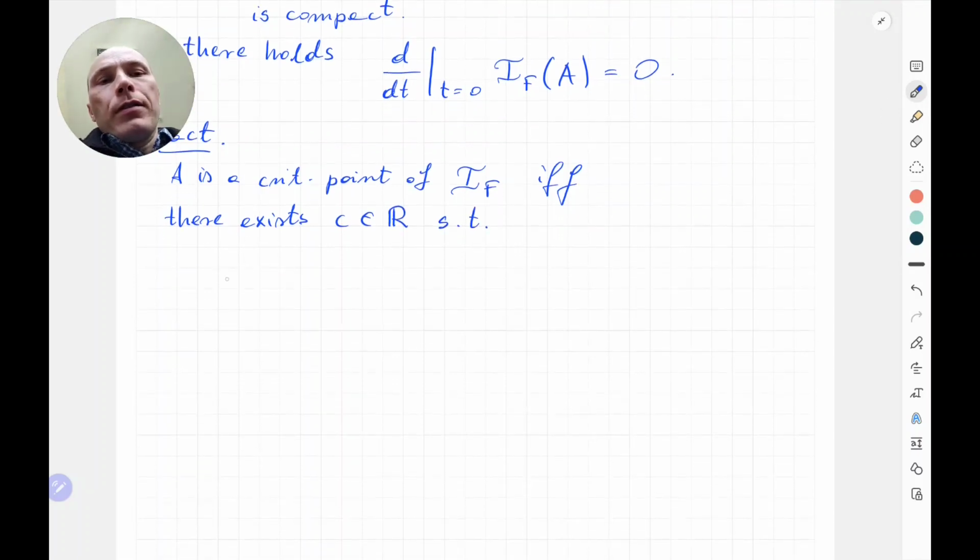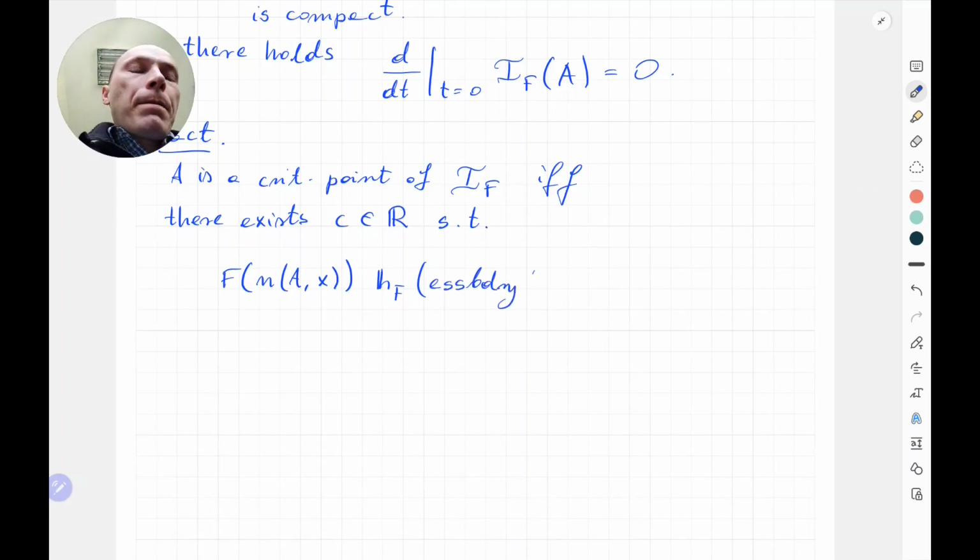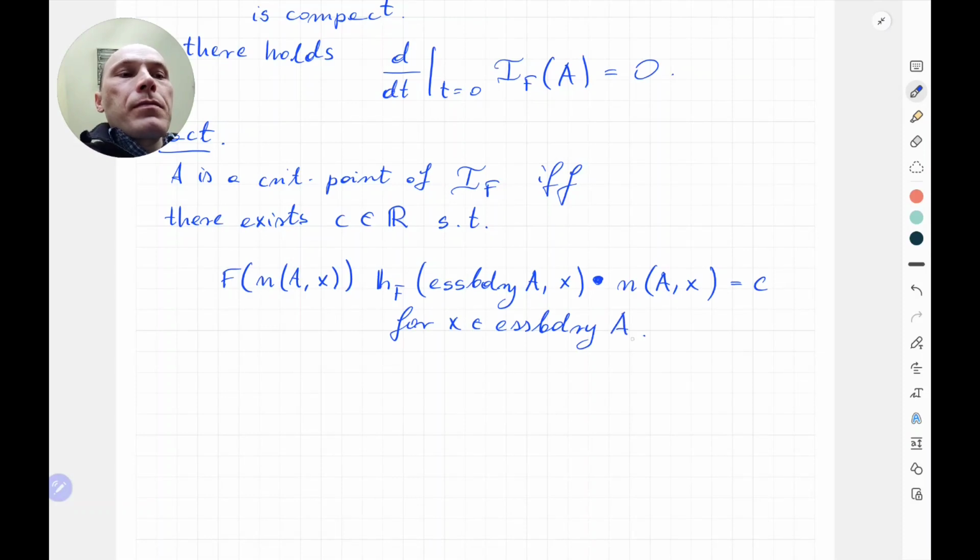F of the normal vector of A at X, and then something that I will call the mean curvature, F mean curvature of the boundary, of the essential boundary, at X, scalar product with the normal vector is constant. So it does not change on the essential boundary. It's a constant. This expression is constant.